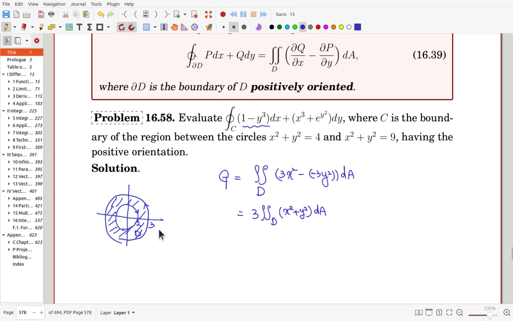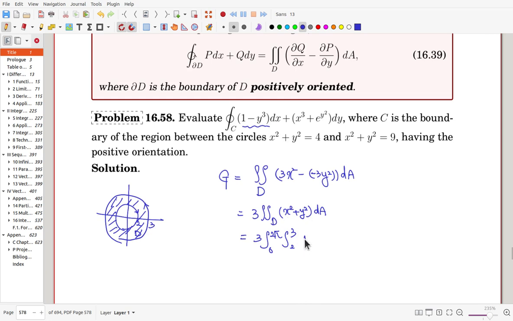Now D is a polar region. Okay, so we are using polar coordinates. The angle is from 0 to 2 pi, whole circulation, and r is moving from 2 to 3. Radius 2, radius 3, right?